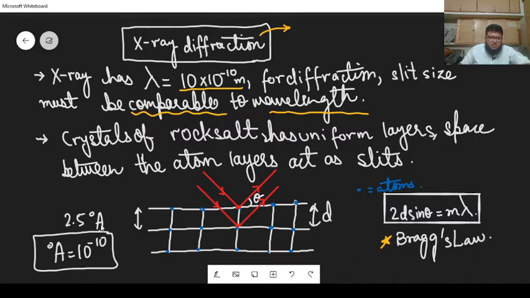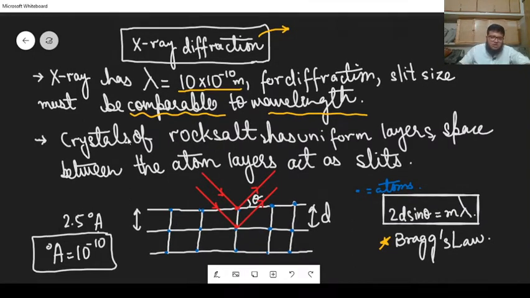Now this 2.5 times 10 raised to the power of minus 10 is the distance in between adjacent layers of sodium chloride or rock salt crystals. This is actually slightly smaller than the wavelength of the wave, which is of the order of 10 raised to the power of minus 10. Since the slit size is in that order, therefore diffraction is possible when the X-rays are incident upon these atoms. So the space in between the atoms acts as the slit.